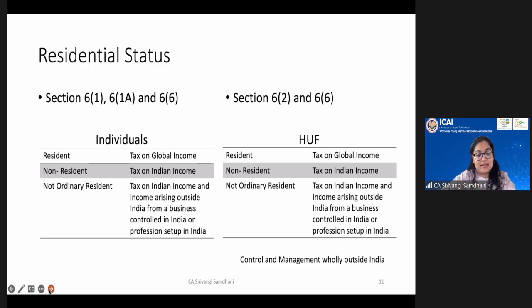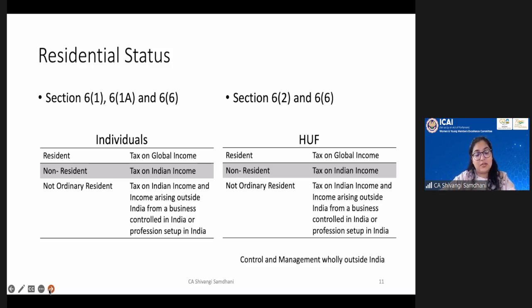Non-resident is the third category. This third category is simple. A person who is not a resident is a non-resident. So this is very simple. And in case of non-resident, only Indian income is to be offered for taxation. The government is not wanting non-residents to pay tax on their entire global income in India. They have this relaxation.